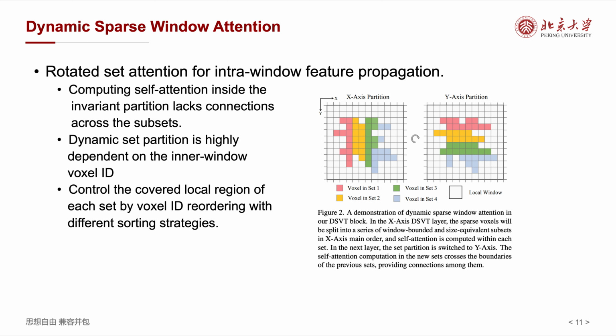DSVT is a backbone for processing point clouds, so it should have strong modeling power. The interaction between voxels should be considered. If we only perform attention in these non-overlapping sets, the voxels between sets and windows will never interact. So we design a strategy for feature propagation with rotated sets. First of all, our dynamic set partition is highly dependent on the ID of the voxel in the window. We can control the local region of each set by controlling the voxel ID, such as with some sorting rules.